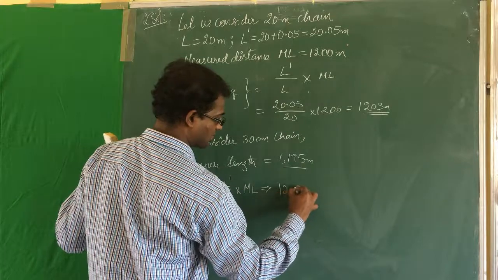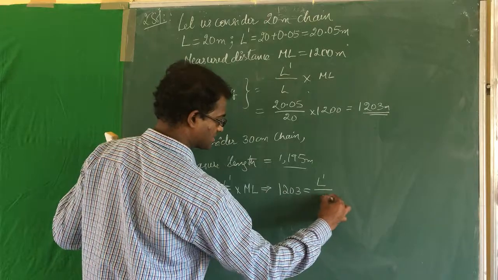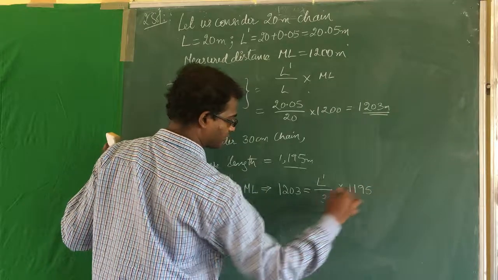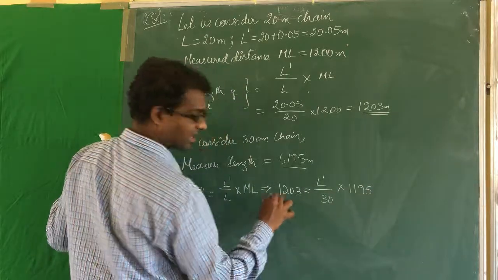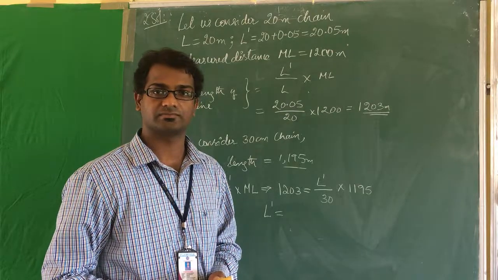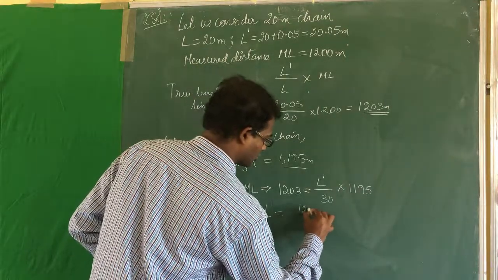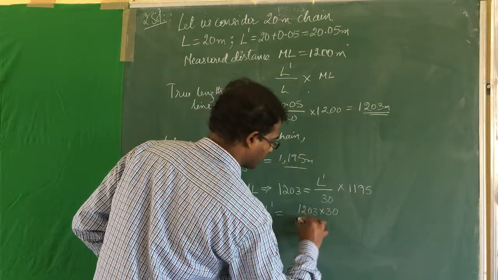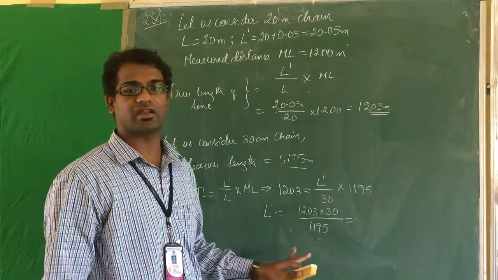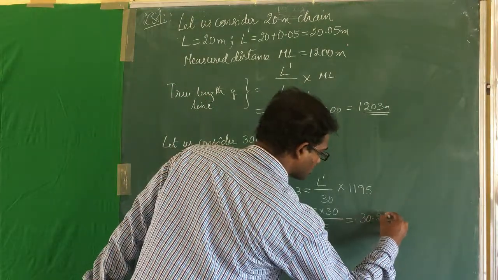So this is 1203 equals L dash by L, it is 30, multiplied by the measured distance, 1195. If you happen to calculate L dash, tell me the value of L dash. L dash value is given by 1203 into 30 divided by 1195 meters. Use a calculator, you will get the value as 30.20 meters.